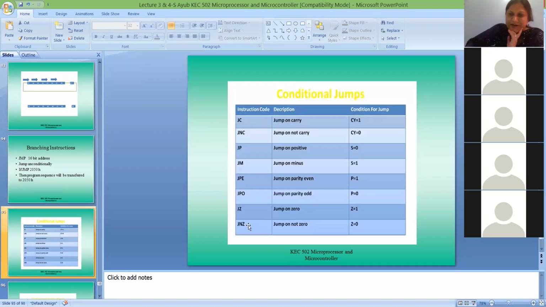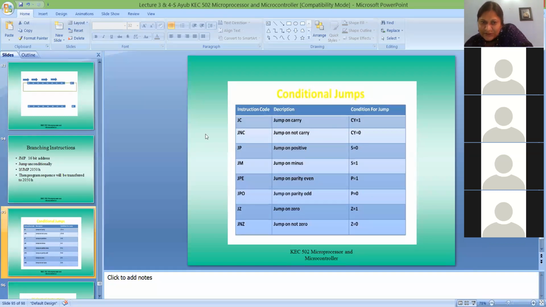But if you are checking a condition, what can the conditions be? You can check the carry flag, you can check whether the number is signed positive or negative, you can check the parity, you can check the zero flag, whether it is set or not. These are called conditional jumps. If you write JC and then a 16-bit address, always, whether the jump is conditional or unconditional, it is followed by a 16-bit address.